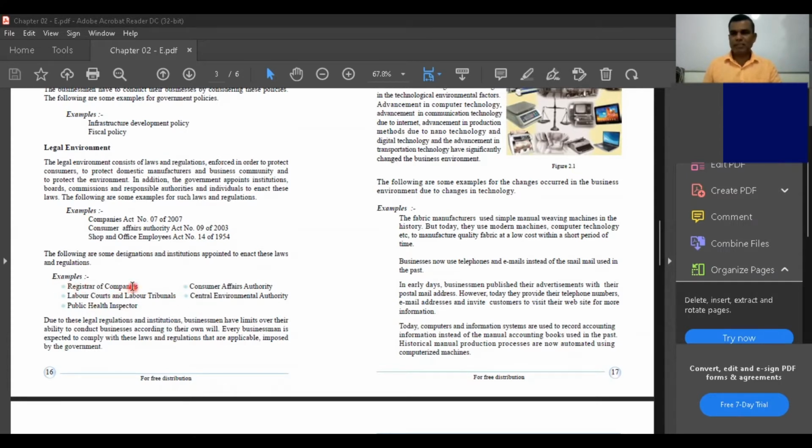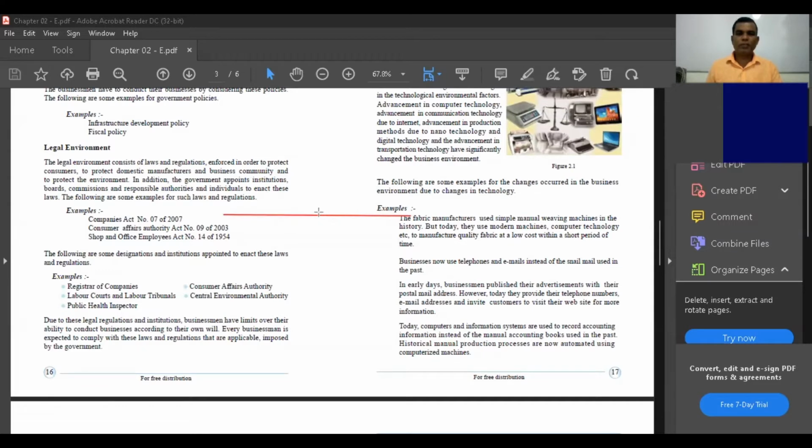Register of Companies. Please write down the question now. We are discussing questions and answers so that we can develop the subject matter. Please take out this question: Name some designations and institutions appointed to enact some laws and regulations. Now separate the page into two parts.